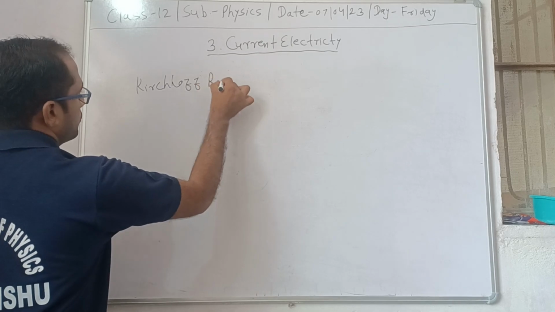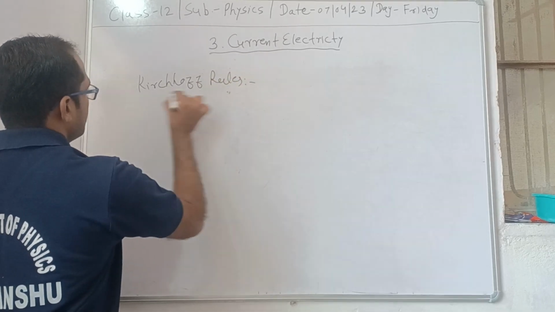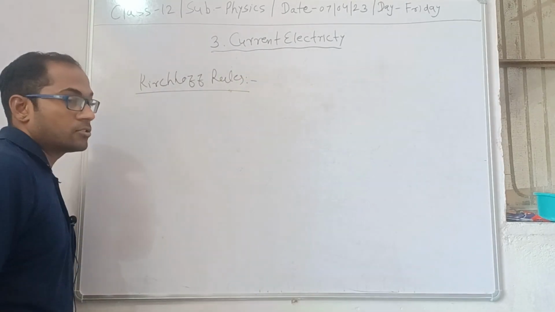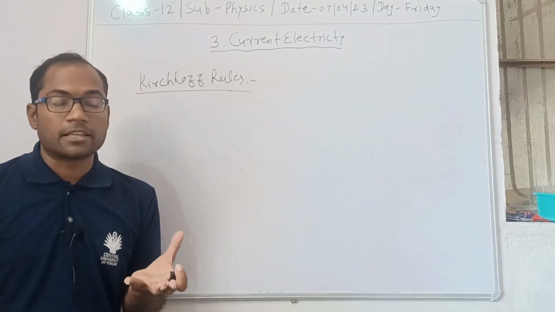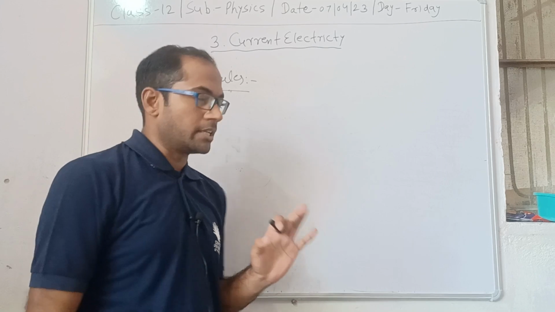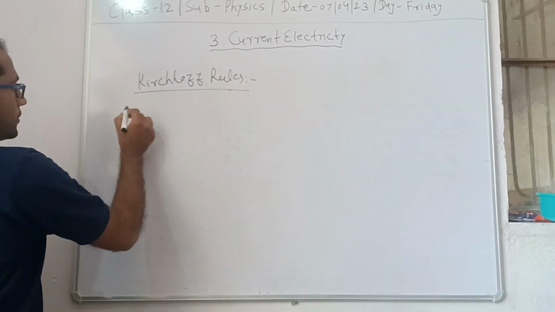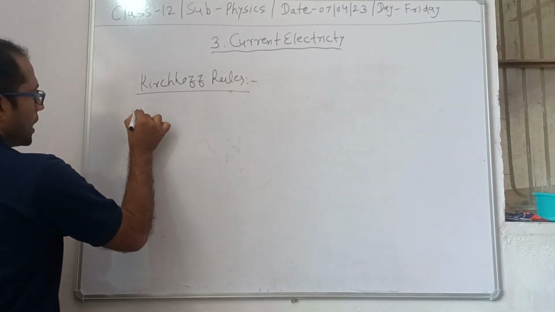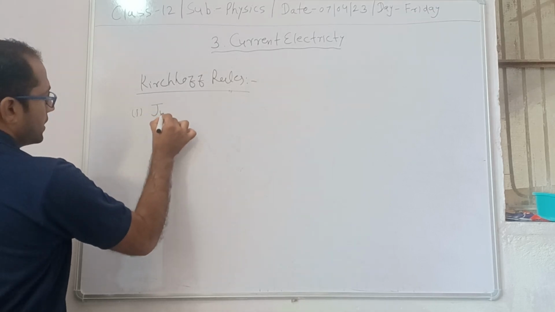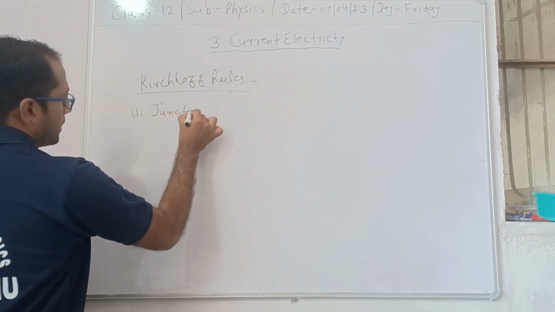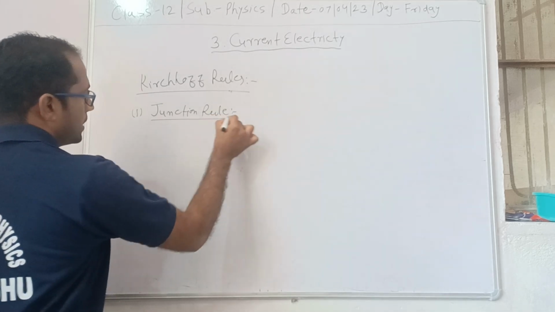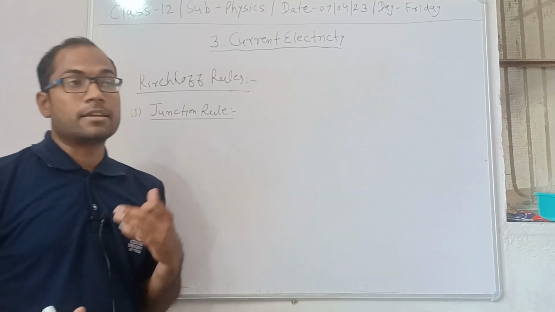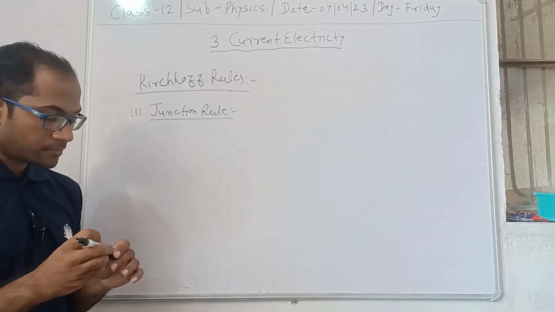Kirchhoff's rules basically help to solve a circuit. They tell us what the potential in a circuit is and what current flows in a circuit. In these rules, we are discussing two types of rules. First is the junction rule. This junction rule is related to the current.